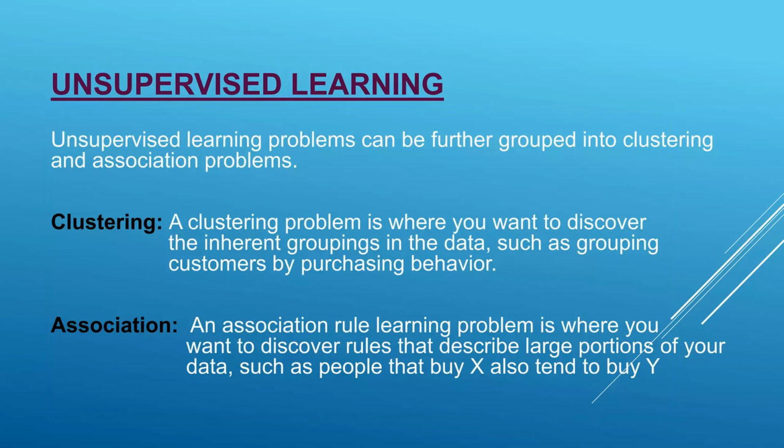Unsupervised learning problems can be further grouped into clustering and association problems. Clustering: a clustering problem is where you want to discover the inherent groupings in the data, such as grouping customers by purchasing behavior. Association: an association rule learning problem is where you want to discover rules that describe large portions of your data, such as people that buy X also tend to buy Y.